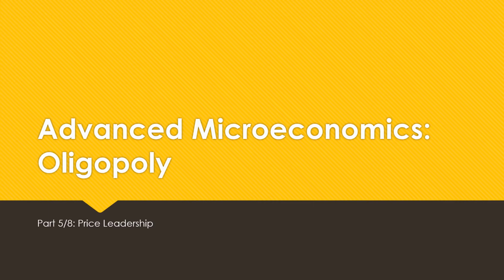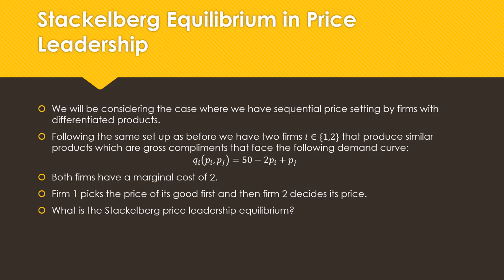In this video, we're going to talk about price leadership, Stackelberg equilibrium. Let's go. So we'll be considering the case where we have a sequential price setting by firms with differentiated products. It's not really interesting when you have homogeneous products because our second mover will always capture all the demand in that case. Following the same setup as before, we'll have two firms.